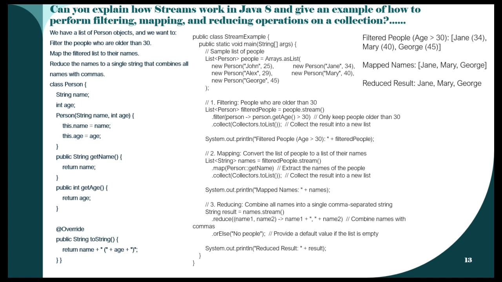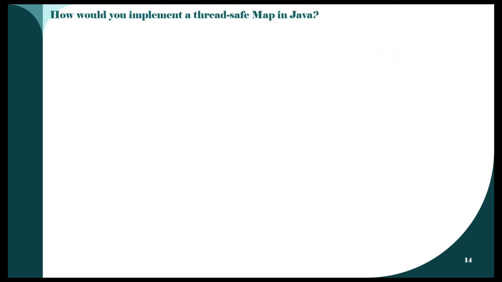So if you see here in the reduce, it is called comma separated in one single thing.